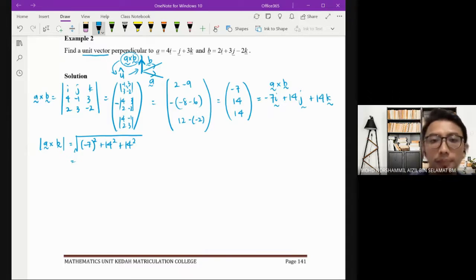Minus 7 square tu key in 7 square je lah, sebab minus square will be positive. Will be plus. 21. Okay. Baik Anis. Thank you very much. So you get 21. Okay guys. So this is the magnitude.